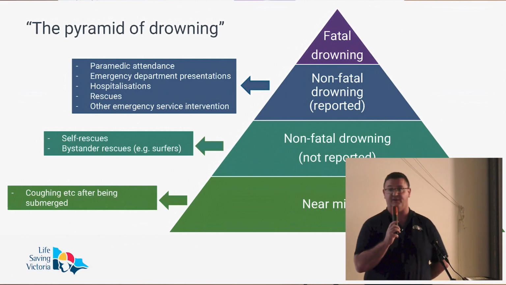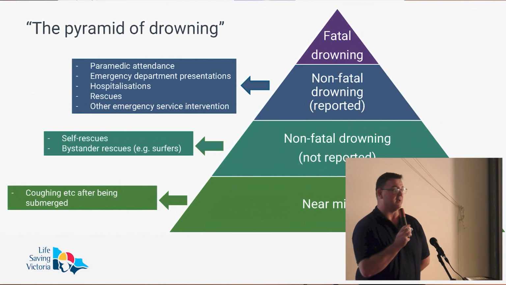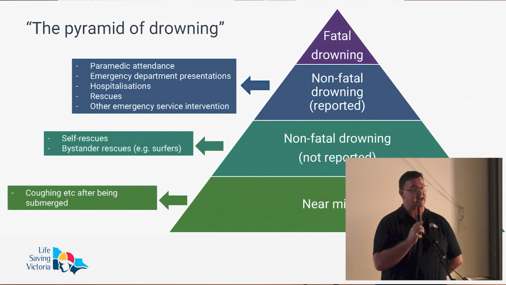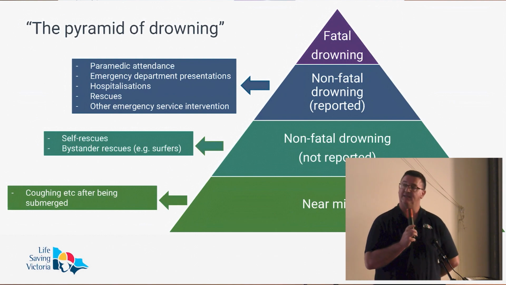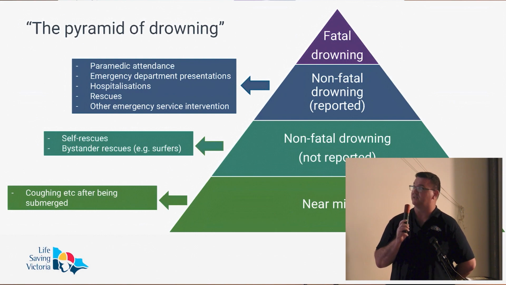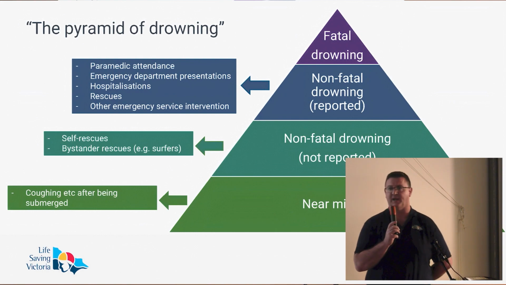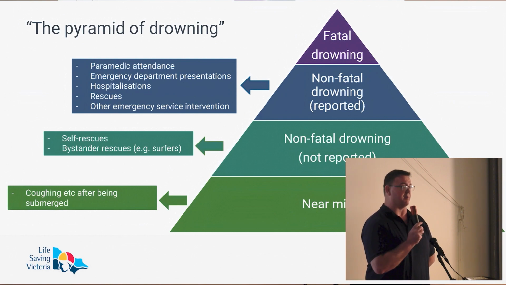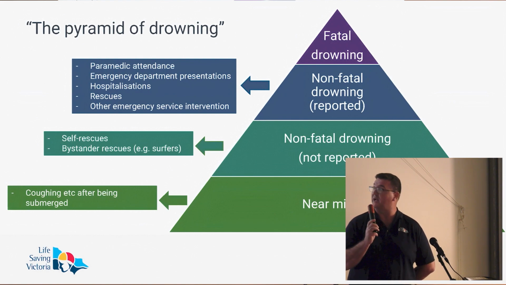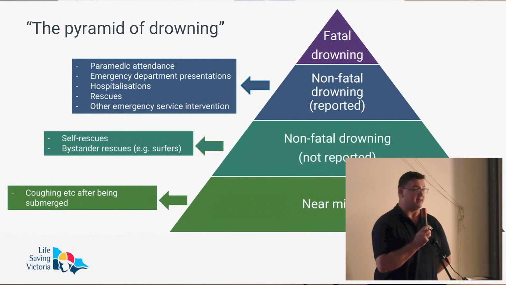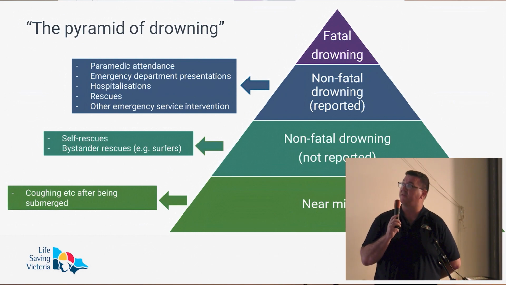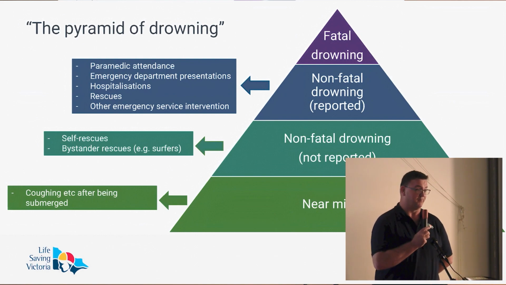Fatal drownings is very, very evident. So you know when somebody's passed away due to a drowning episode. So that's data that we can easily collect. Non-fatal drownings that are reported. So they're incidences where a person has nearly drowned. They've been attended to by paramedics or they've sought assistance from lifesavers. They've actually had a medical result, and therefore that data has also been captured.